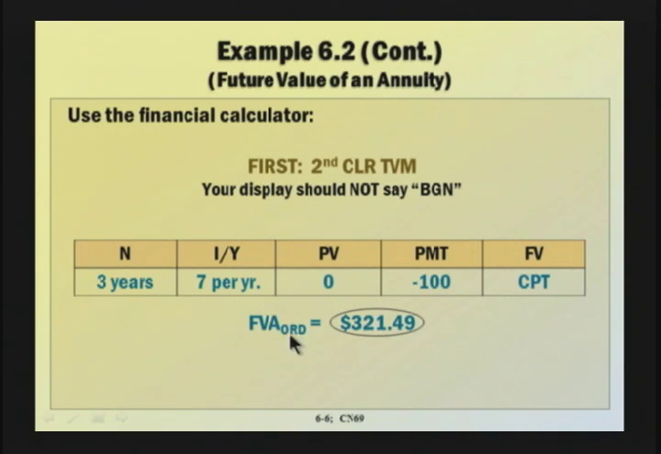Now that was an ordinary annuity. That's what the calculator default is set to calculate, an ordinary annuity where there's no payment up front and the payments come at the end. So it knew to compound those the appropriate number of periods.